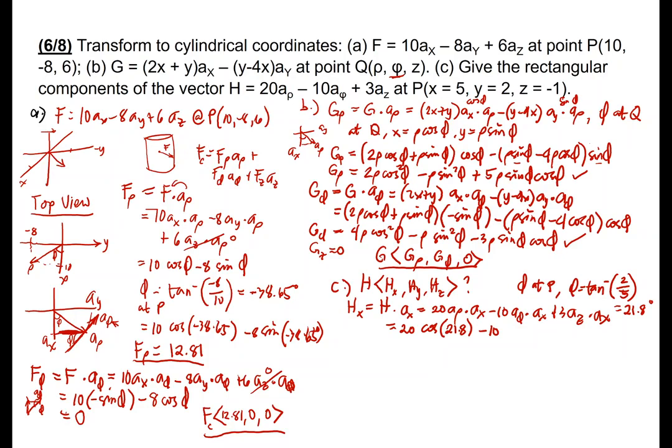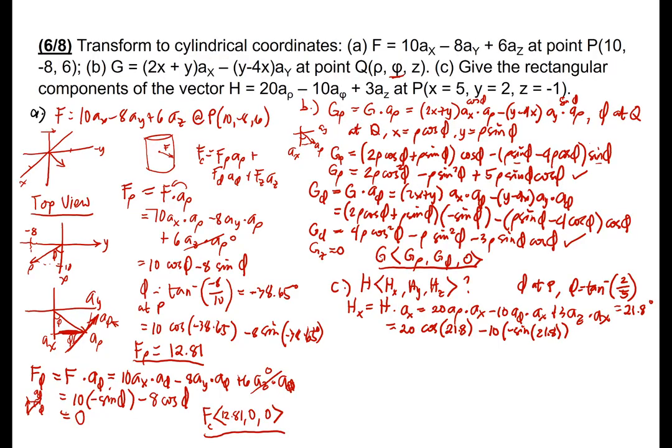Now ap dot ax. What is ap dot ax? We know that this is a negative sine of 21.8. Why negative sine? This follows the same as the previous. In the previous problem A, we got negative sine p, so the same explanation. Then az dot ax is 0. So if you compute this one, we have the answer 22.3. So this is our hx.